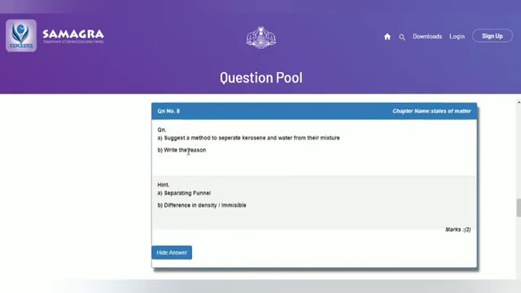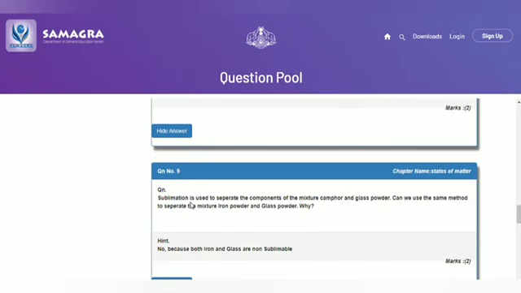Eighth question. Suggest a method to separate kerosene and water from the mixture. Separating funnel is used to separate kerosene and water. Write the reason. It is due to the difference in density or because they are immiscible.